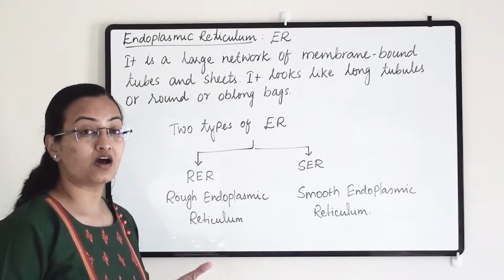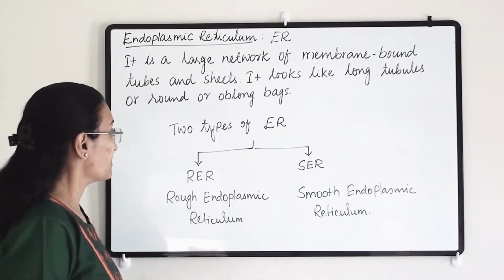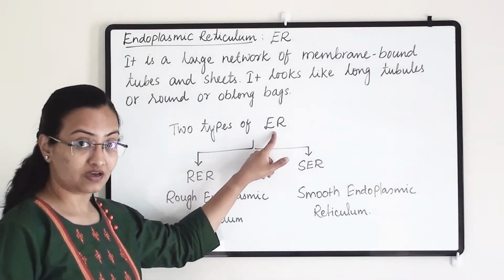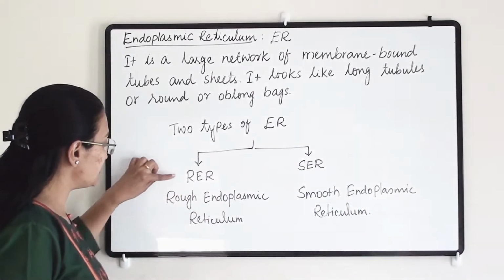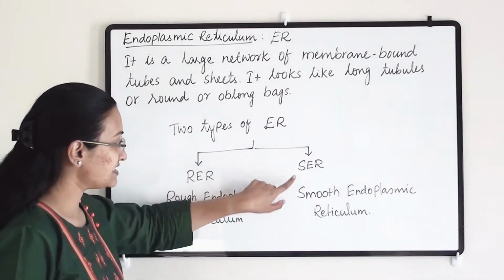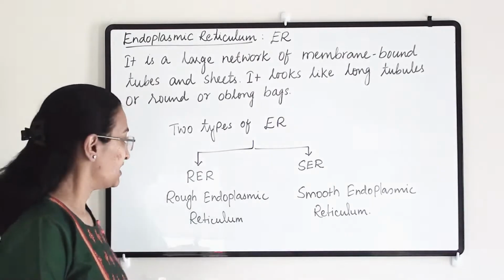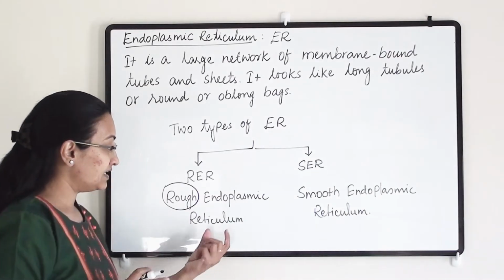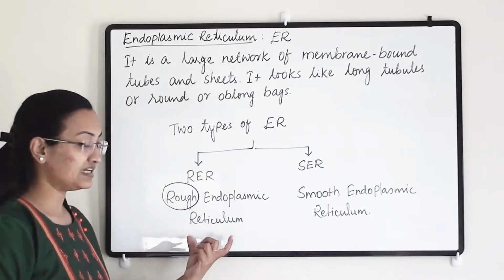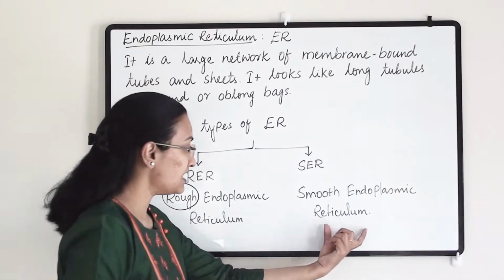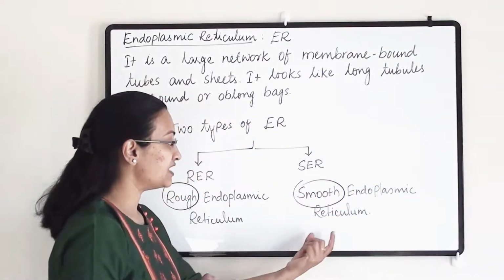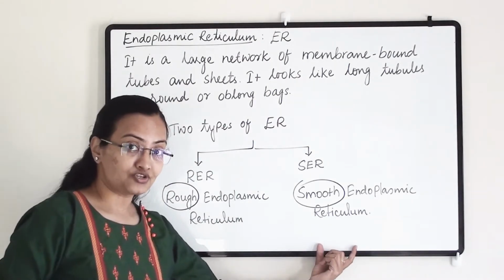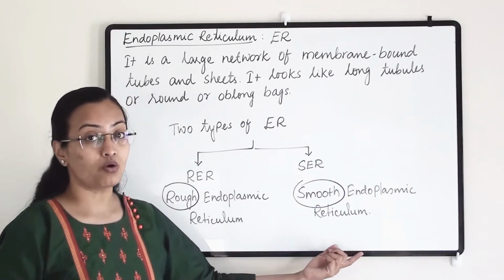So generally these are tube-like and vesicle-like structures, and there are two types of ER. That is, two types of endoplasmic reticulum are available in the cell. First is rough endoplasmic reticulum and second is smooth endoplasmic reticulum. These two types are based on their surface. If the ER has a rough surface, it is termed RER, and if the ER has a smooth surface, it is termed smooth endoplasmic reticulum. Based on their structure, rough and smooth, their function also varies.